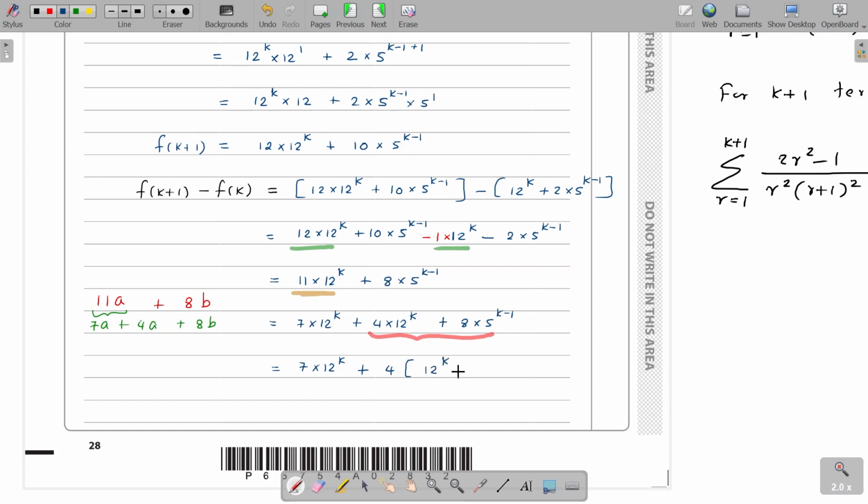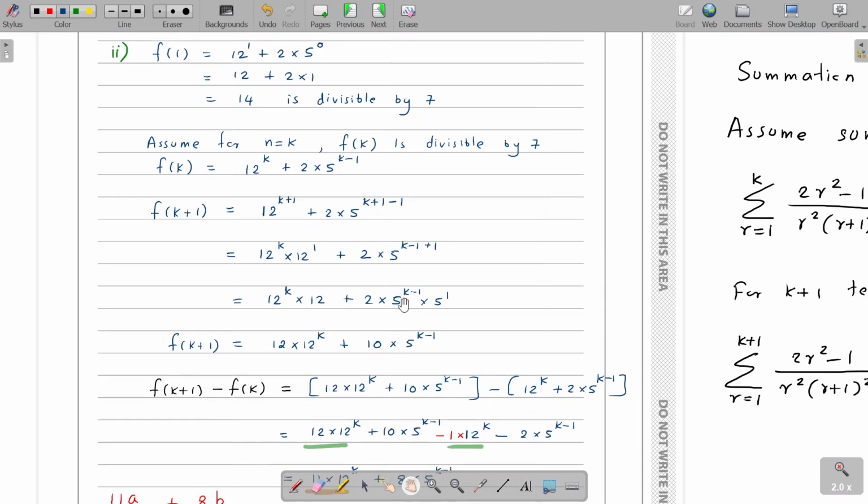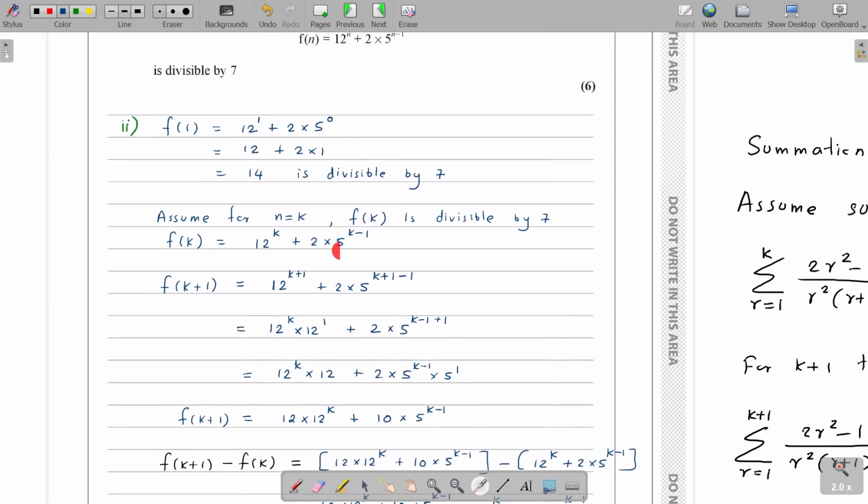Are you with me? And now if you look at this very carefully, who is this? 12 to the power k plus 2 into 5 to the power k minus 1 is our fk, right? And we know fk is what? Divisible by 7, because it has been assumed. Right? So we can go with the fk. So you can see this is directly fk.